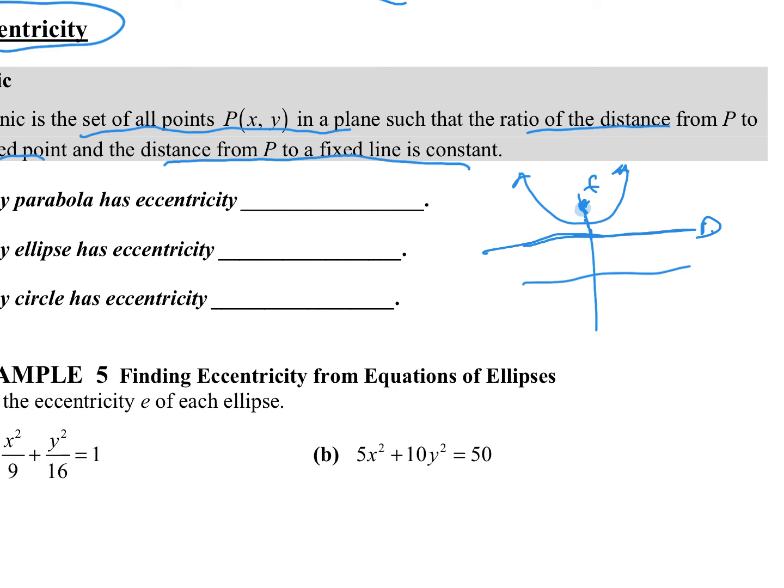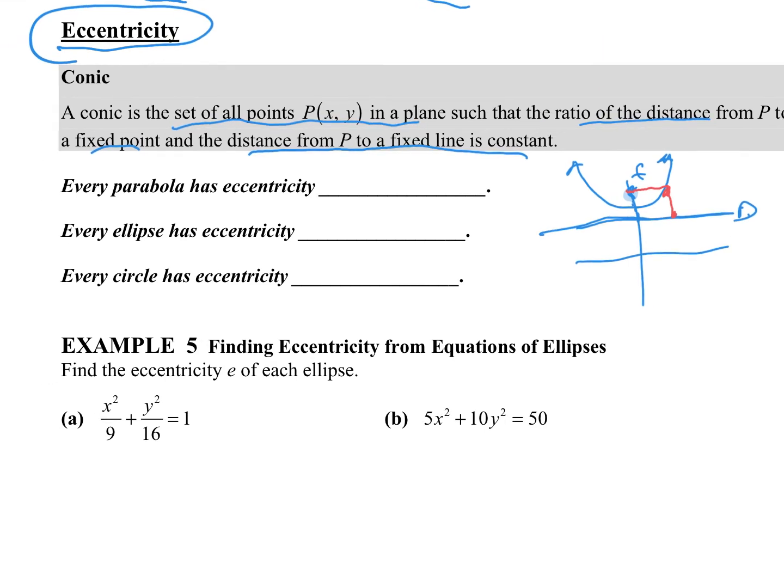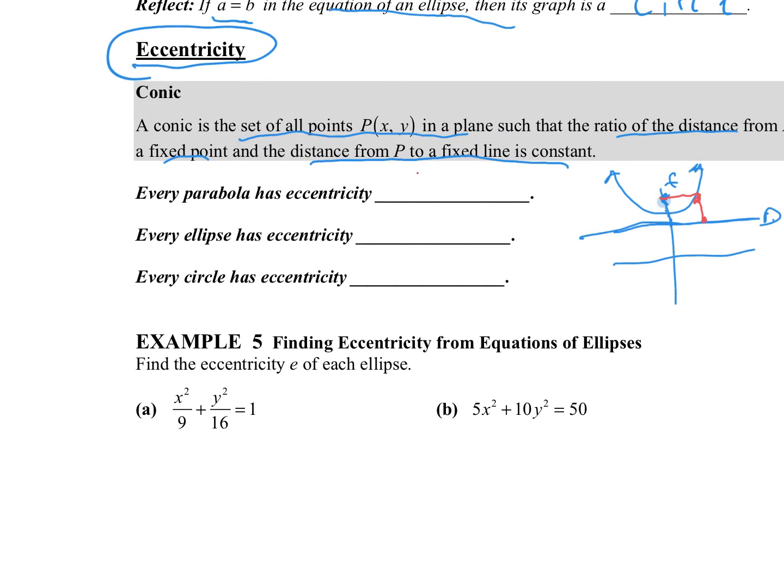As a point moves on this parabola, I told you that the distance from this fixed point to the parabola is the same distance to the fixed line. Those are the same distance. So we say the eccentricity of a parabola is always 1.